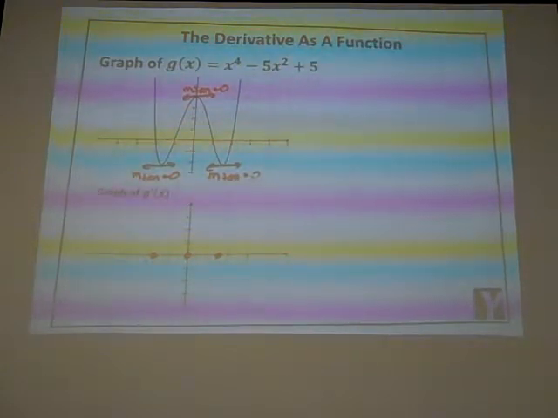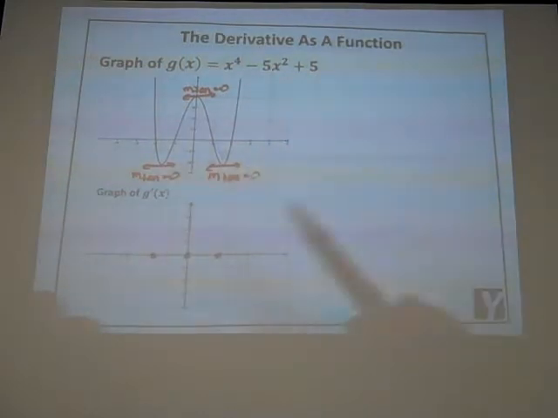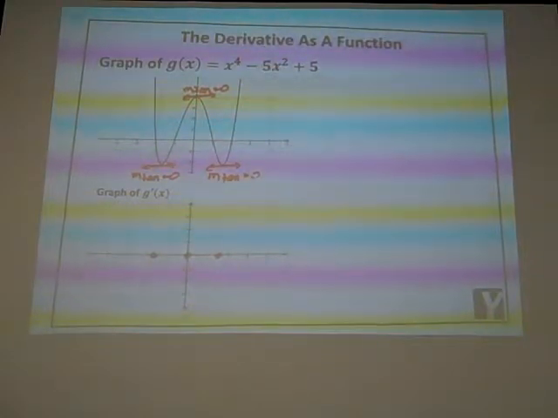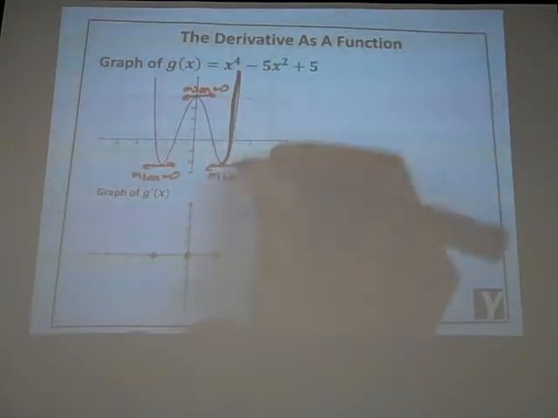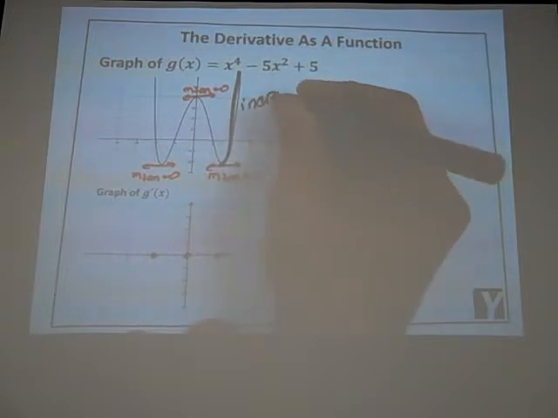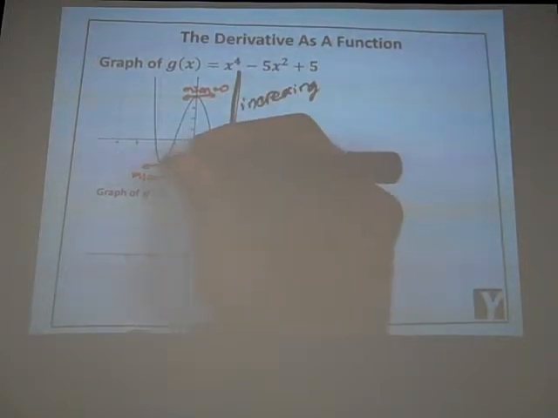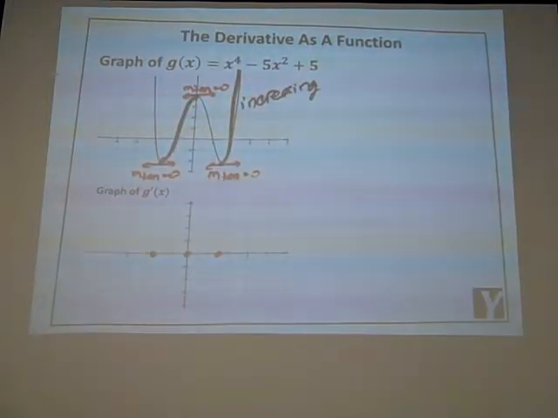We knew that the graph of G had a relative max and relative mins. That equates to roots. Well, what else do we know? We know that the graph of G is increasing. I'm going to color that in brown. It's increasing from that point on. Where else is it increasing? It's also increasing from the relative min up to the relative max.